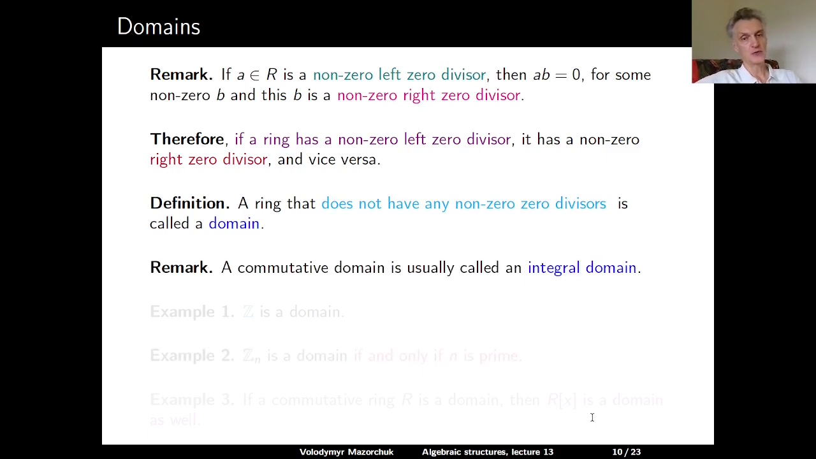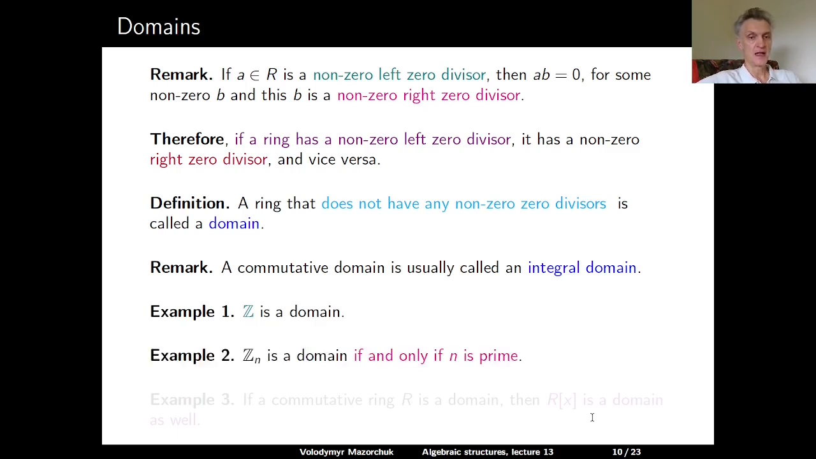And a small remark, a commutative domain is often called an integral domain. For example, Z is an integral domain. It's a domain and it's a commutative ring. Example 2, as we have seen before, Z sub n is a domain if and only if n is a prime.